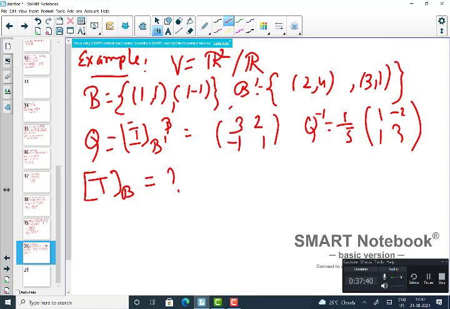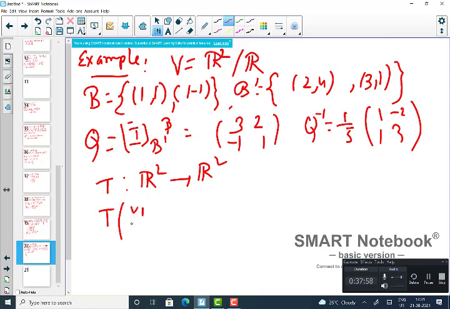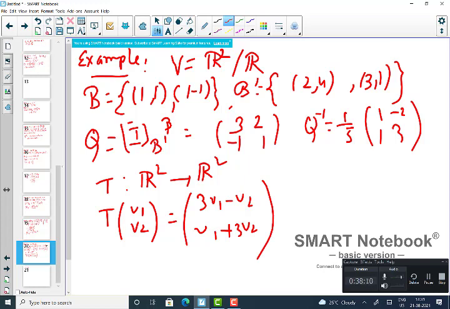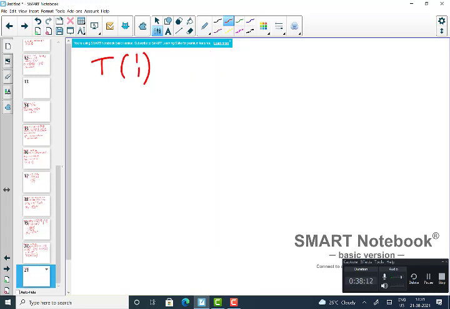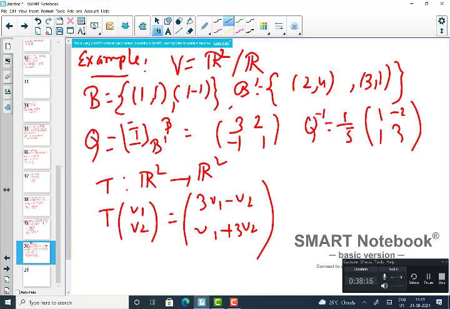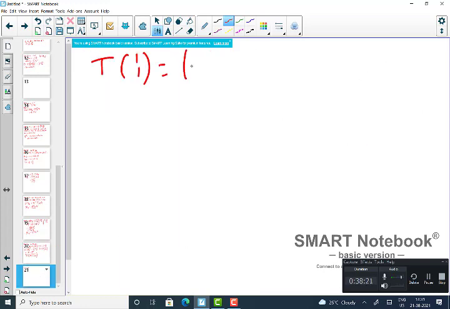I did not define T here, so let me define an operator T from R2 to R2 by sending V1, V2 to 3V1 minus V2, V1 plus 3V2. Now you can ask what this is with respect to B. B has 1 1, so following this, 3 minus 1 is 2, and 1 plus 3 is 4. So 2 4.